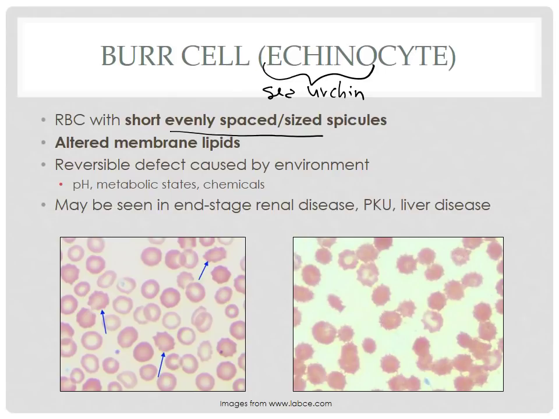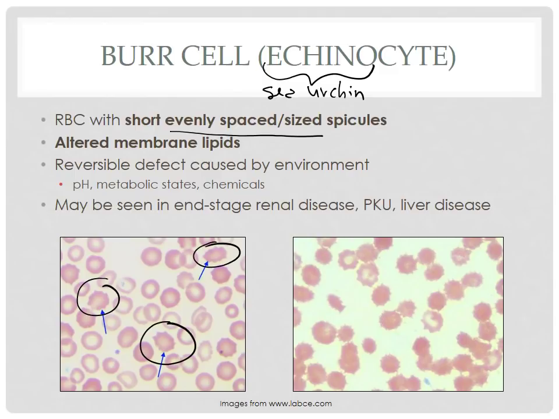And it could be a reversible defect, meaning that it could come and go, and this could be related to different metabolic states or other chemicals that could be present. It may also be seen in chronic issues such as renal disease, specifically end-stage renal disease, and metabolic issues such as PKU or in liver disease. You can see some examples of some echinocytes here.